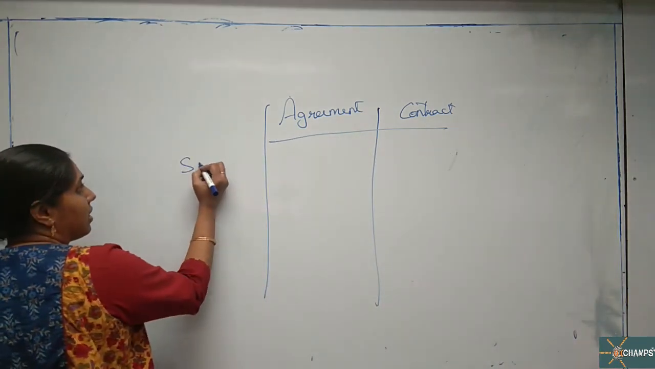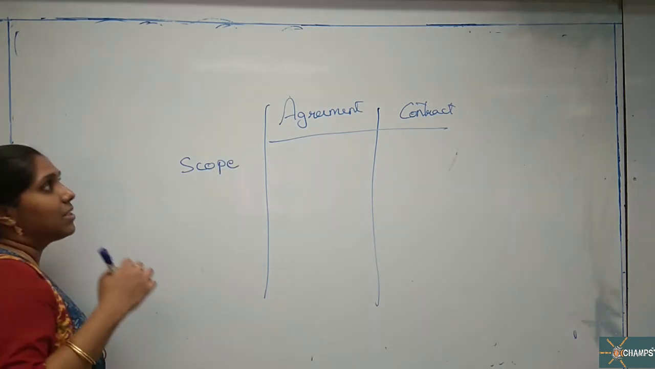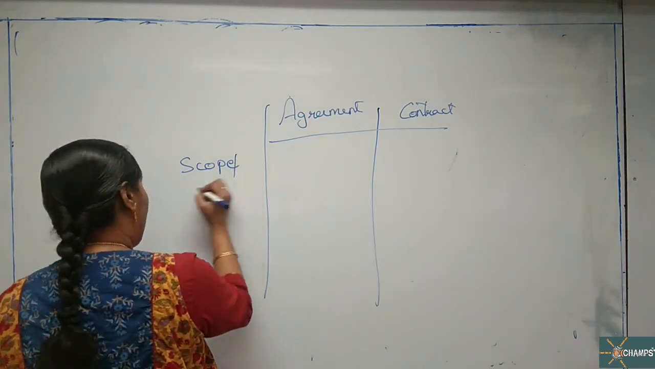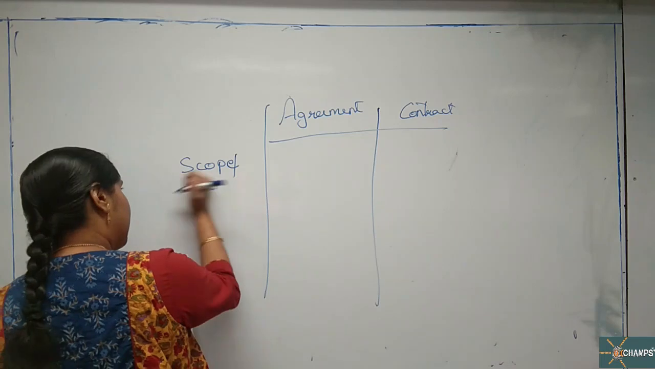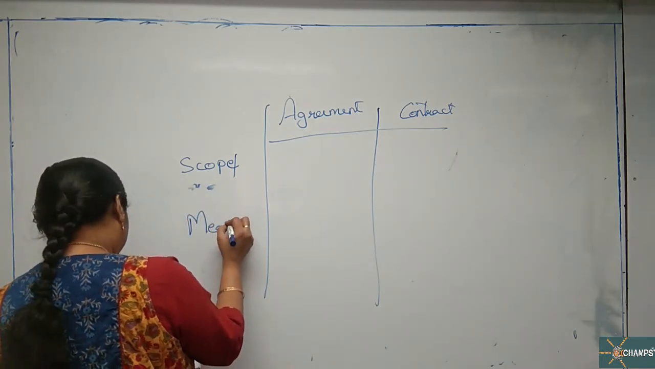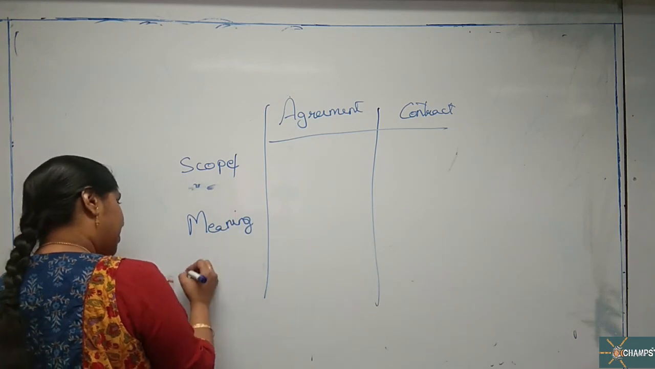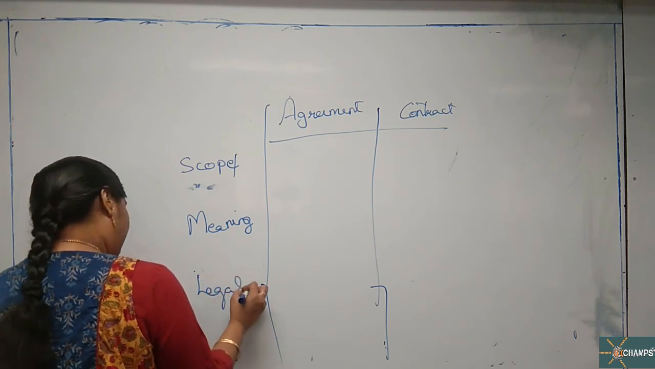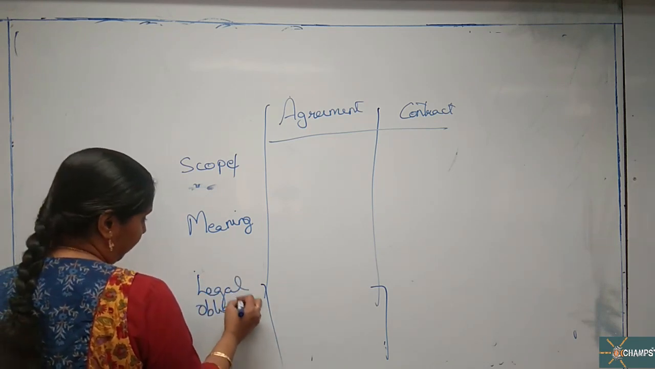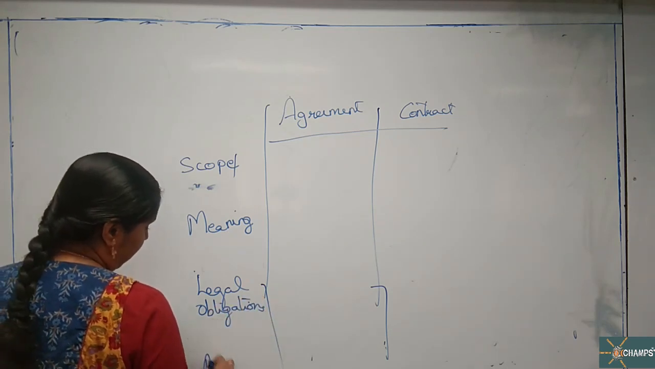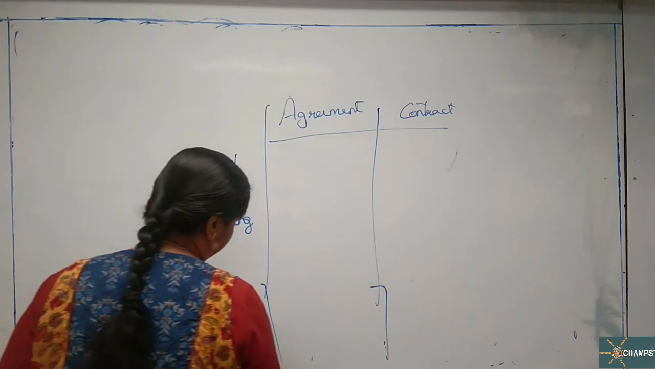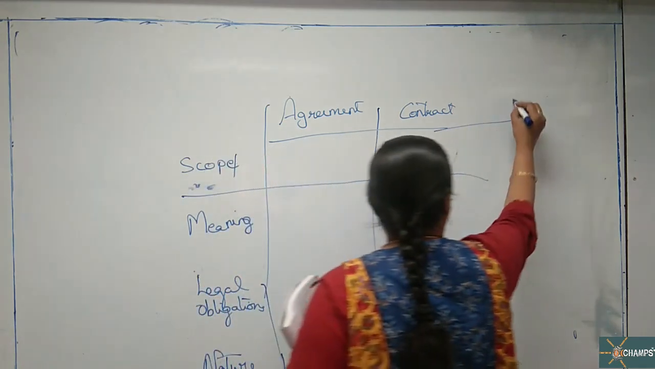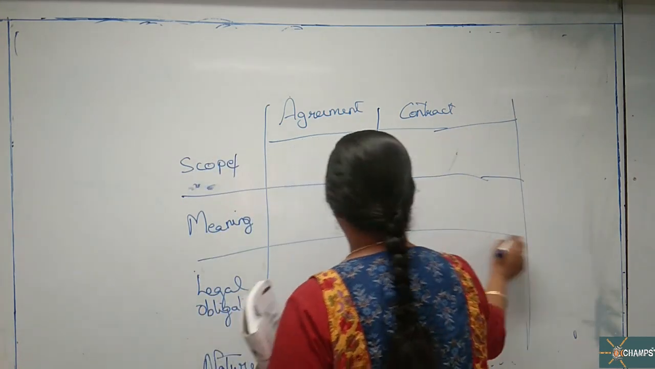So here I'll take the scope and meaning. First and foremost is the scope. Scope means what exactly it means. The second one is meaning, scope or meaning. Here he has given it separately, meaning. The next one is legal obligation, and next one is the nature. This also is one of the favorite questions of the examiner. So, what is the scope?